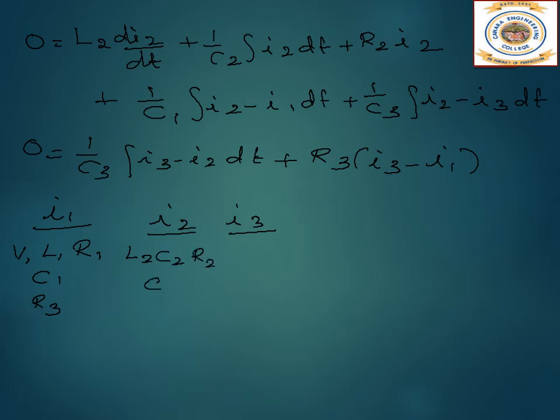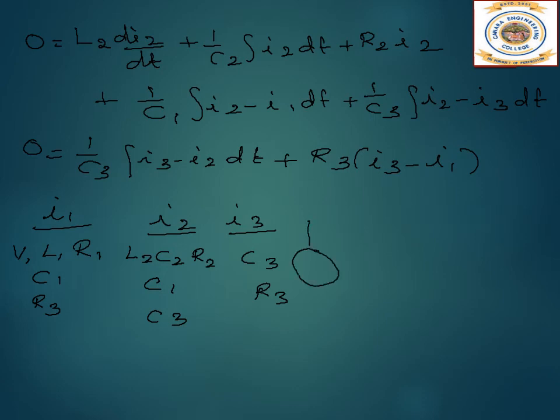Then we have C1, C3. Here I3 has C3 and R3. So you can observe here C1 is common between loop 1 and 2. C3 is common between 2 and 3 and R3 is common between 1 and 3. So let us just draw the circuit.